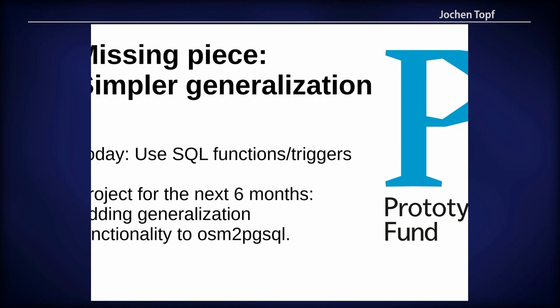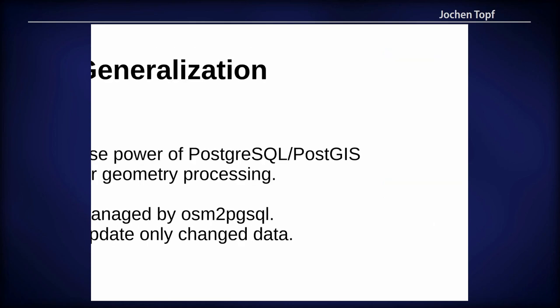And so I've got funding from the Prototype Fund in Germany to work for the next 6 months on generalization support for osm2pgsql. So osm2pgsql will keep track of what changed and what data needs to be updated due to those changes. It already does that for the ungeneralized data, and it should support that also then for the generalized data. And that's what we'll be working on next. So we can spare you from writing triggers and getting that right in the database. We don't want to implement everything in osm2pgsql. We want to use the power of the PostGIS database, which we have, to do this processing, but managed by osm2pgsql.